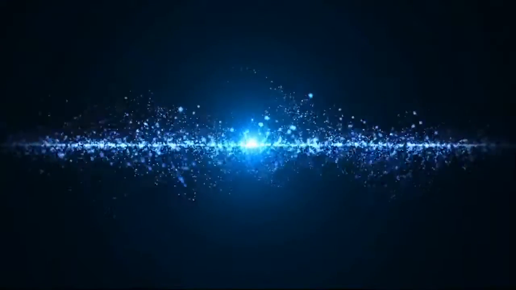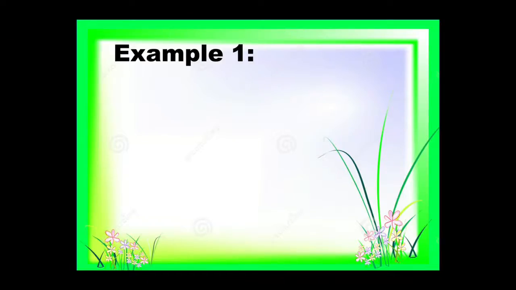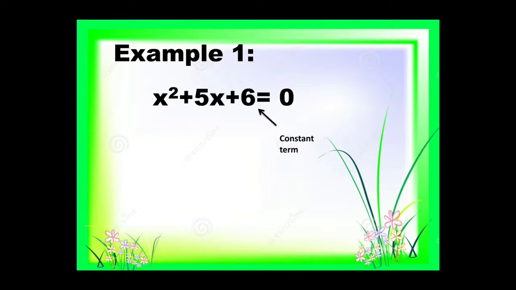Now that we already know how to get the factors of a particular number, we can now solve the roots of quadratic equations by factoring. Example number 1. x squared plus 5x plus 6 is equal to 0. In order to solve this quadratic equation, we need to get the factors of 6, or simply, the constant term. The factors of 6 are 1 and 6, 2 and 3, negative 1 and negative 6, negative 2 and negative 3. Now, how will we know which factors will be used?